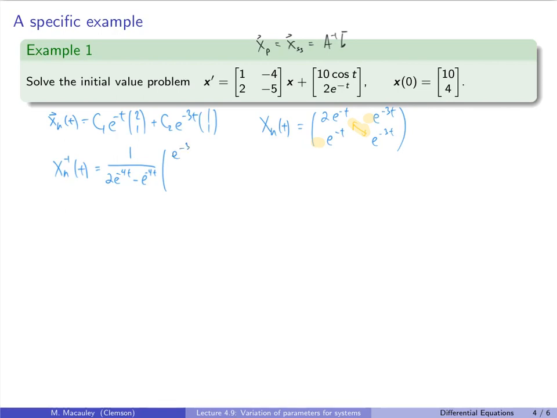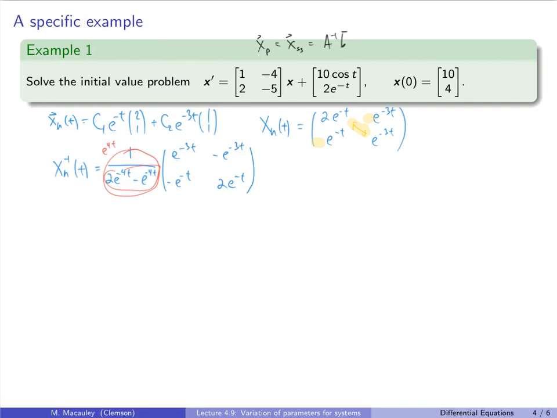Okay, so in other words, we get e to the negative 3t on the top left and 2e to the negative t on the bottom right. And then we have a negative e to the negative 3t in the top right and a negative e to the negative t in the bottom left. So this whole thing, 1 divided by e to the negative 4t, is just e to the 4t.